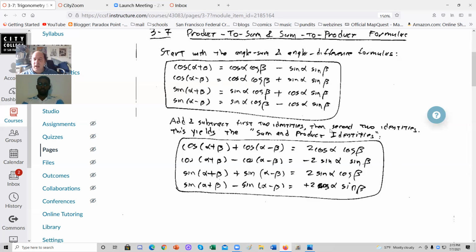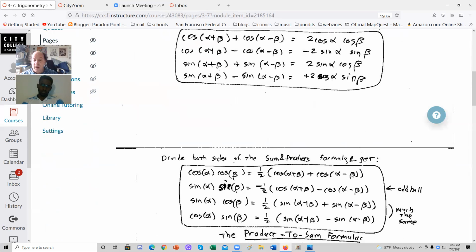Okay, I call these the sum and product identities. They're not really mentioned in the book because they are a bridge to the next step, which is product to sum and sum to product. So here's what we do. Starting from here, we divide both sides by 2, or this one by negative 2, and we get what we call the product to sum formula. So dividing by 2, cos alpha times cos beta equals a half of this sum, half of cosine of alpha plus beta plus cosine of alpha minus beta.